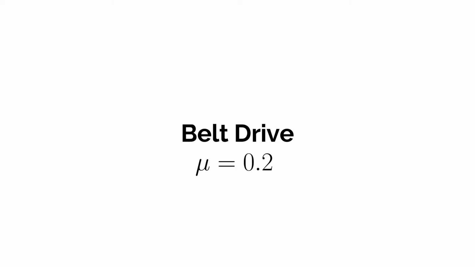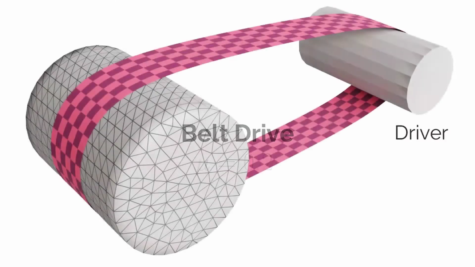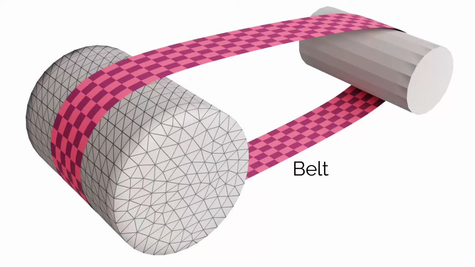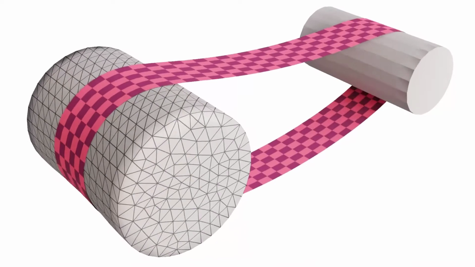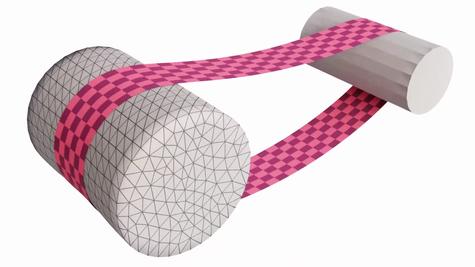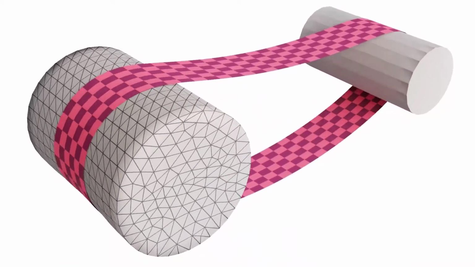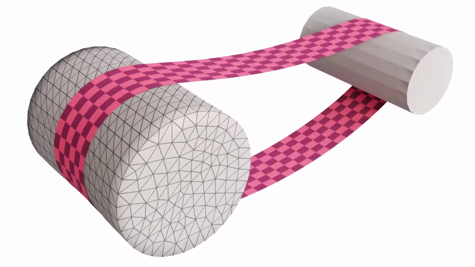We simulate a simple belt drive mechanism where an animated driver pulls an elastic belt around a larger elastic cylinder. With a sufficiently large coefficient of friction, the kinetic energy of the driver is transferred to the elastic cylinder through the belt almost immediately.